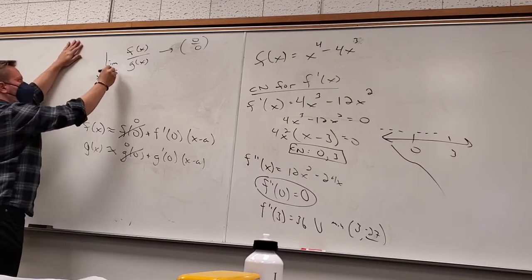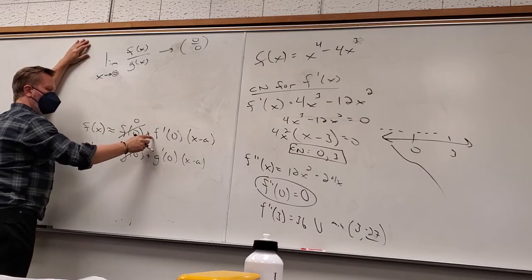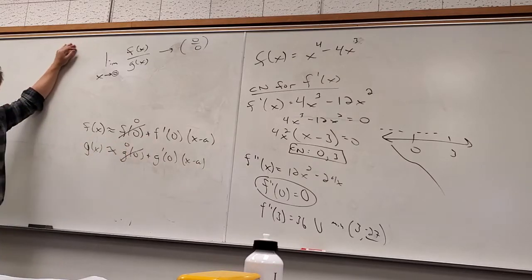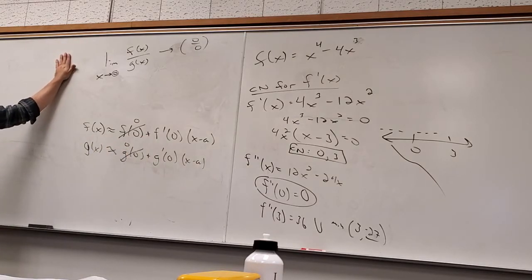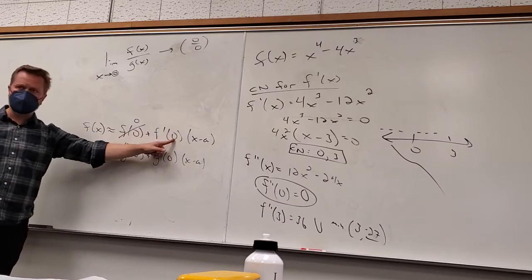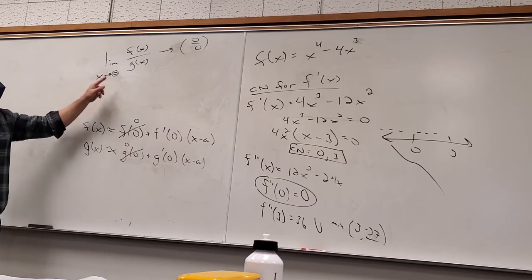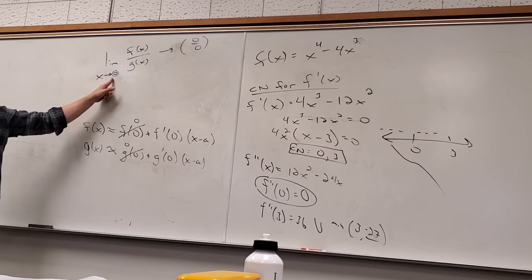So as x gets closer to 0, when are these approximations better and better? What did I build them both around? 0. So when are they the best? When x equals 0. And when are they pretty good? When x is really close to 0. And isn't that exactly what this limit says it wants to do?